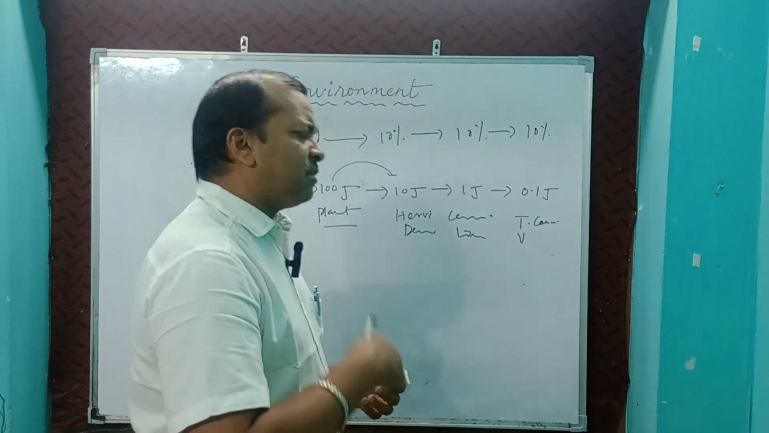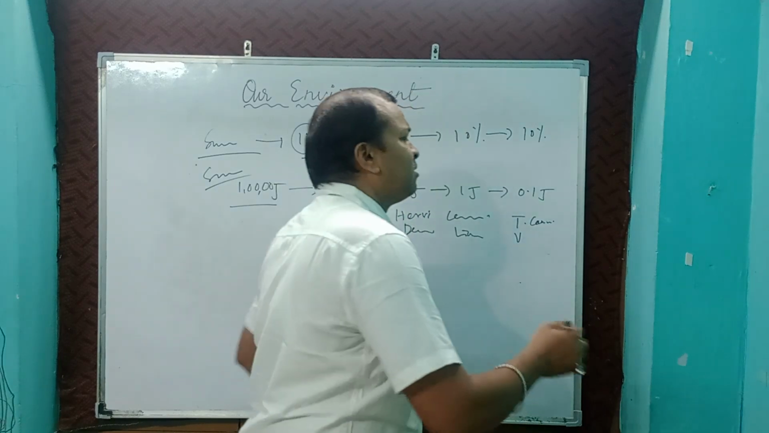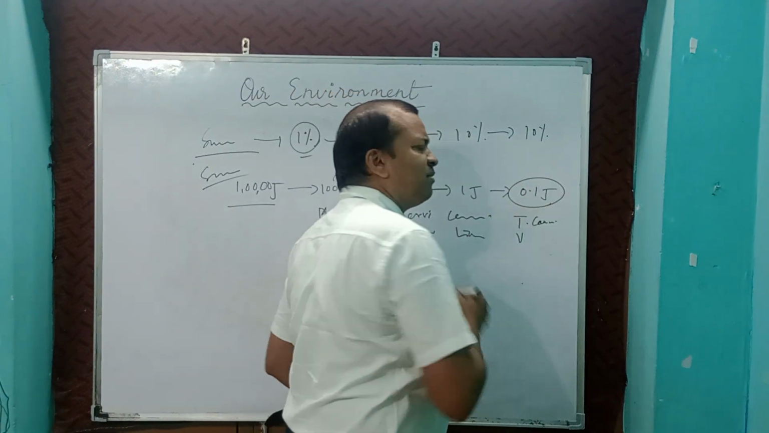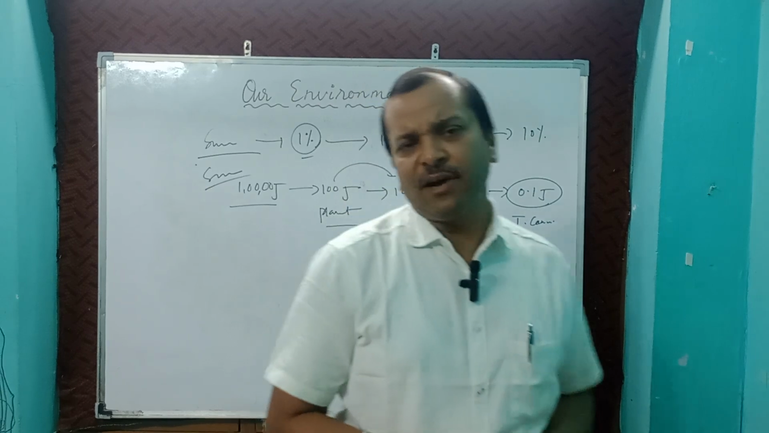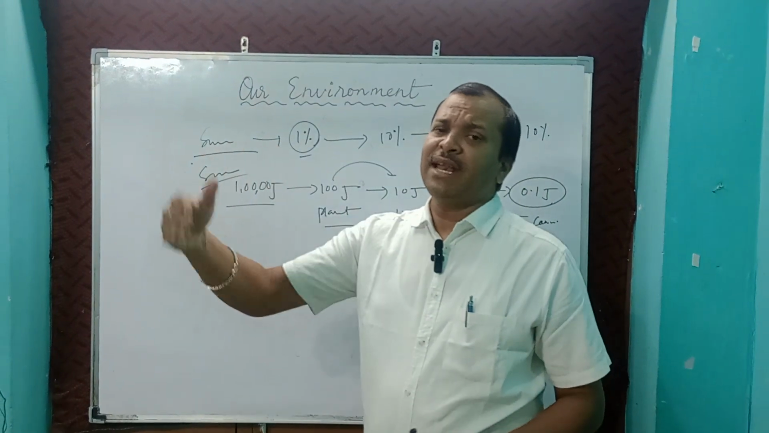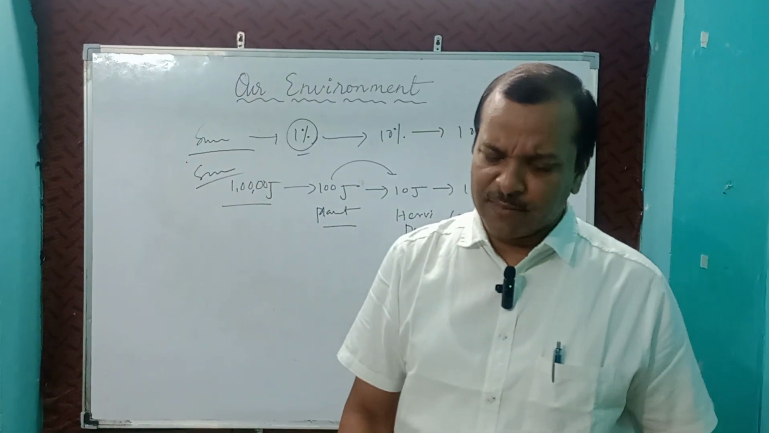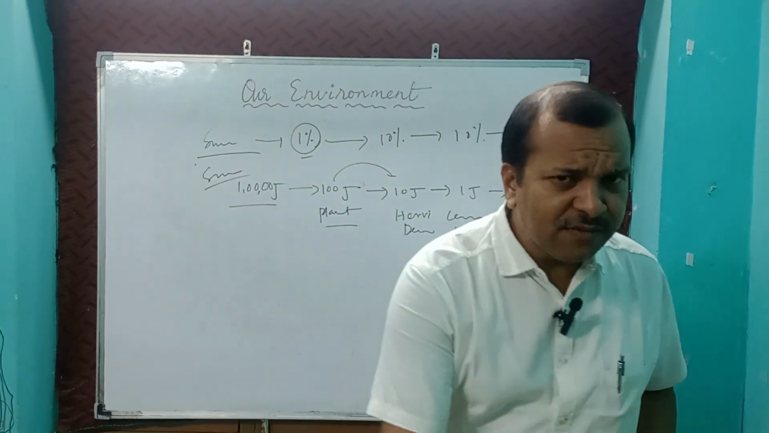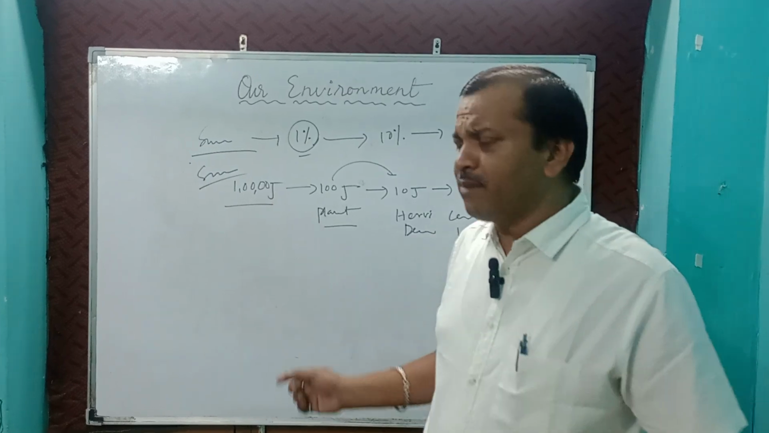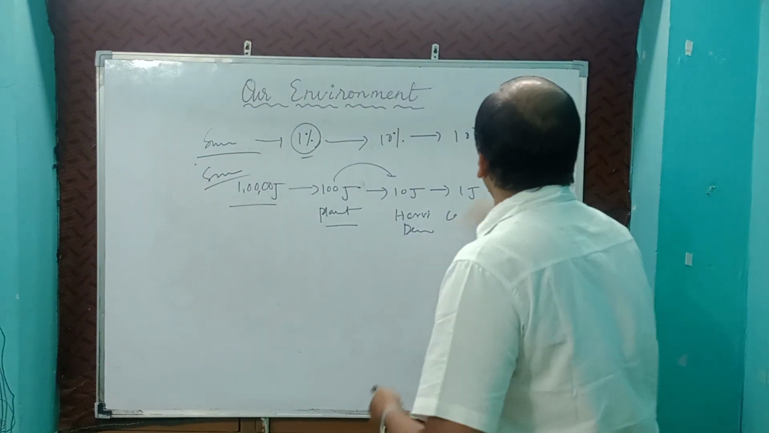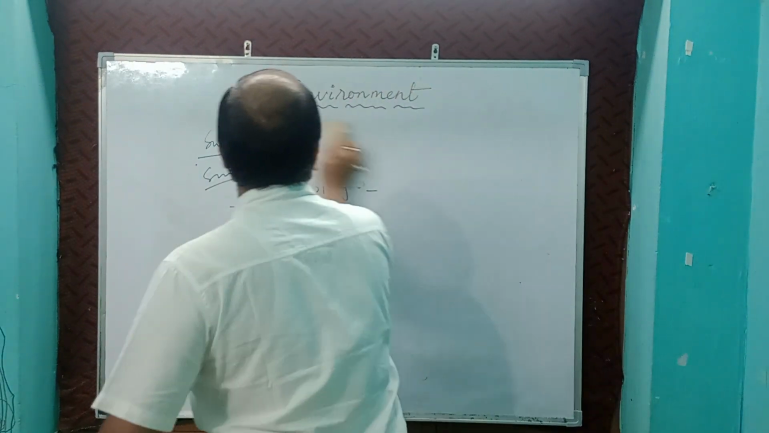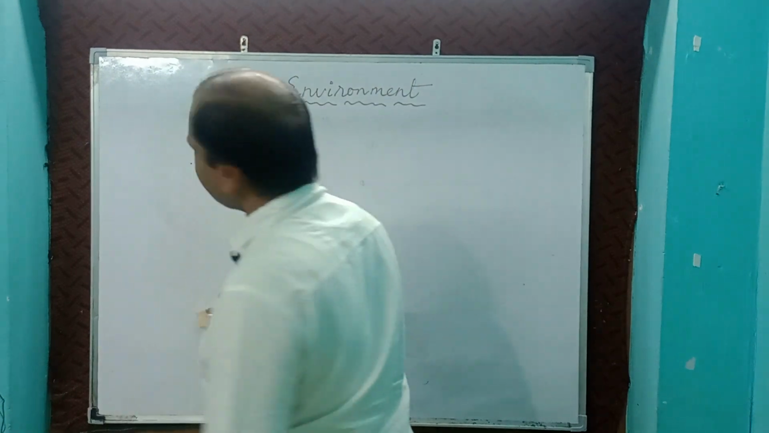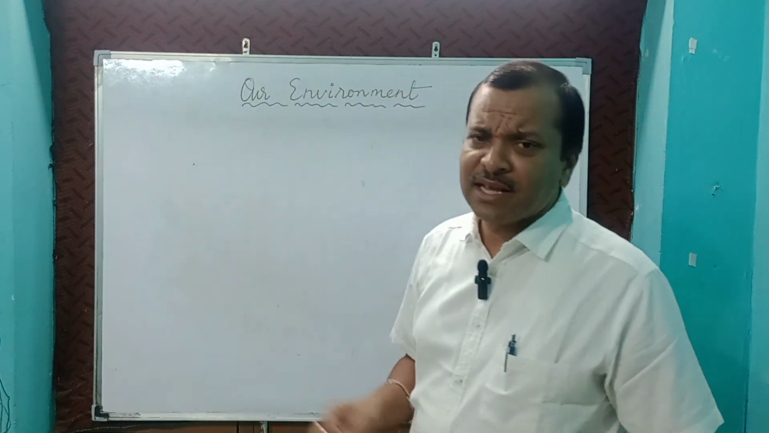After that, it cannot be carried forward because energy will be very less. So it is very difficult to survive at the next trophic level. Is it clear? So it is the 10% law. The 10% law is very, very important. This might come in your exam, so you have to go for that. Clear? It is very simple and very easy.